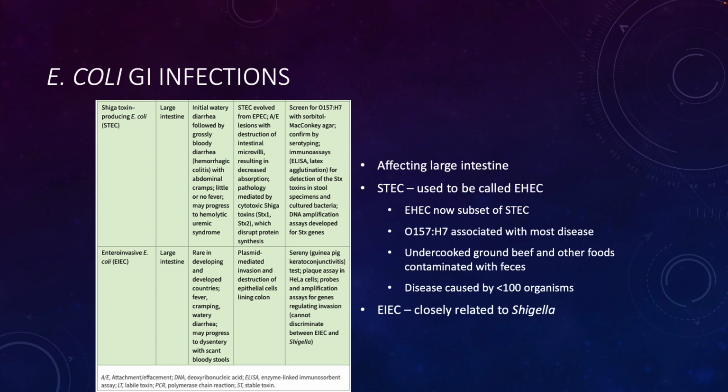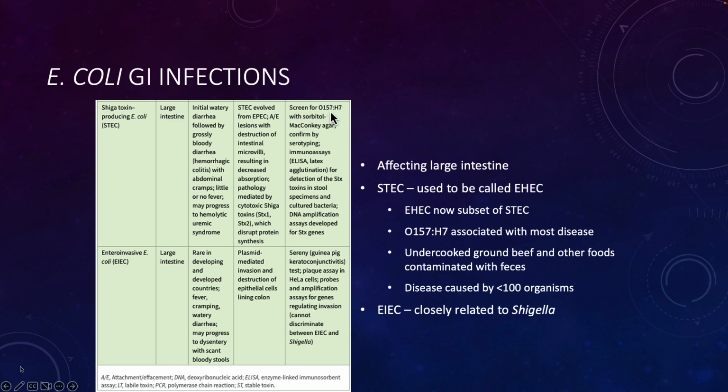The two, I don't want to call them strains, but okay, we'll call them strains, that are associated with infection in the lower intestine are STEC, Shiga toxin producing E. coli, and enteroinvasive E. coli. So the Shiga toxin producing E. coli used to be called enterohemorrhagic E. coli because, again, you have patients who will have grossly bloody diarrhea.